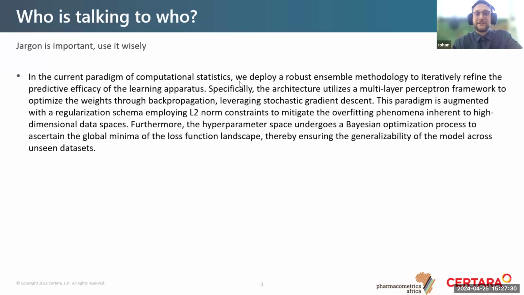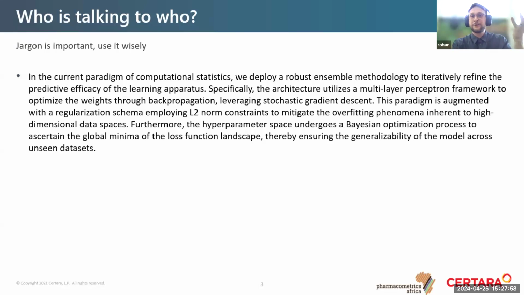So, for instance, specific architecture utilizes multi-layer perceptron frameworks to optimize weights through backpropagation, leveraging stochastic gradient descent. Furthermore, hyperparameter space undergoes a Bayesian optimization process to ascertain certain global minima of the loss function landscape, thereby ensuring generalizability of the model across unseen datasets.